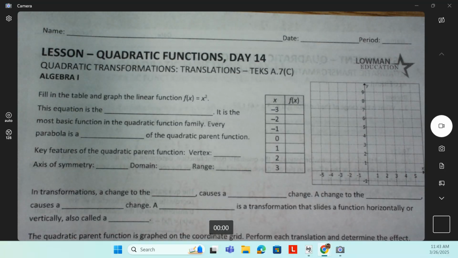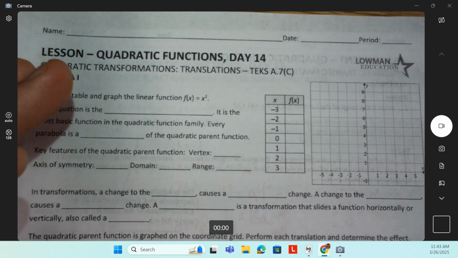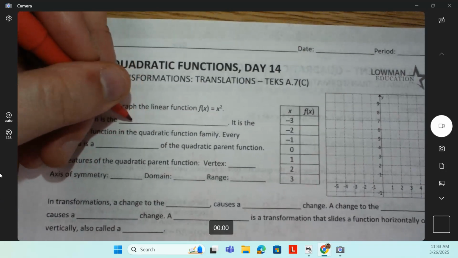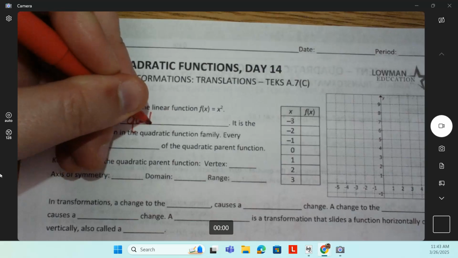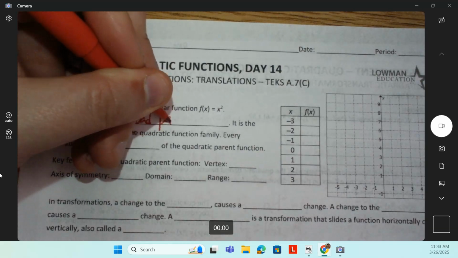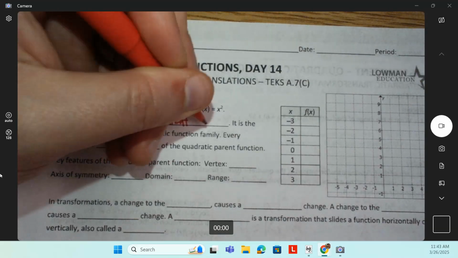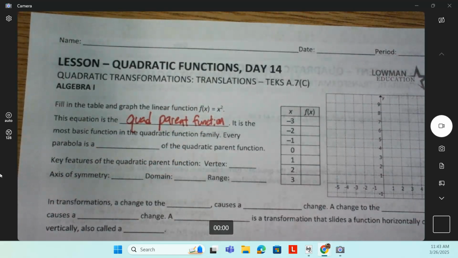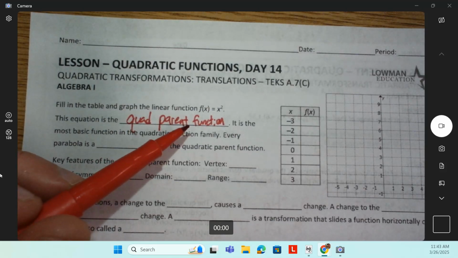Okay, so we are going to start looking today at some transformations of our quadratic functions. And so you have the function f of x is x squared, and that's going to be the quadratic parent function, which is really the most basic function in the quadratic function. So where the only thing you have is the x squared.